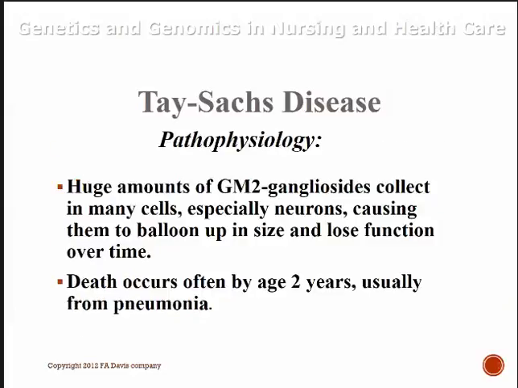I think I was a little confusing on that. The pathophysiology is that you have these large amounts of the GM2 gangliosides collecting in the cells, particularly in the neurons. So this causes them to just enlarge, they balloon up, they lose function over time, and typically death occurs by age 2 years, usually from pneumonia.